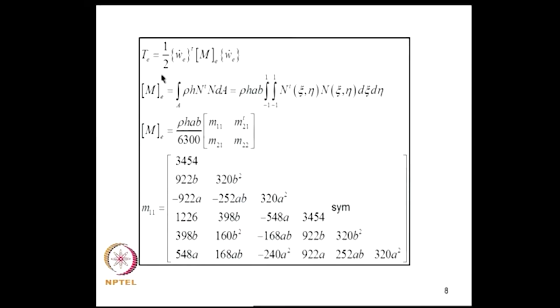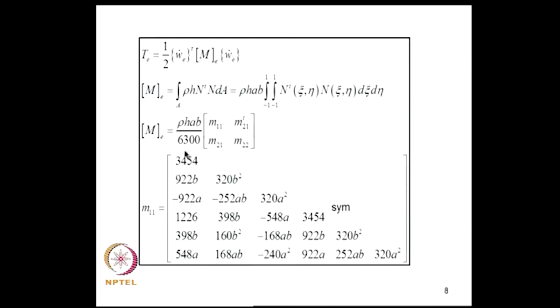So, the kinetic energy is given by w dot E transpose m E w dot E, and elements of m E are elements of this integral. So, in the non-dimensional coordinate system we obtain this, and since n consists of polynomials, the product of n transpose n will lead to polynomials. So, the elements of the mass matrix can be evaluated exactly.